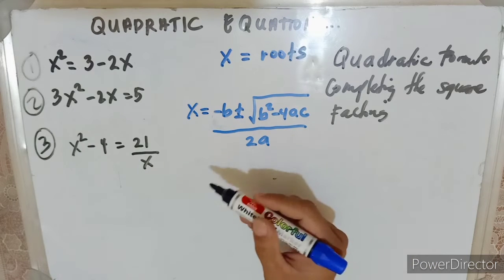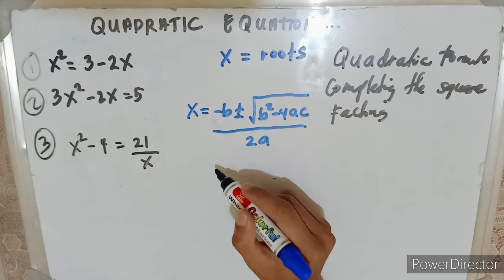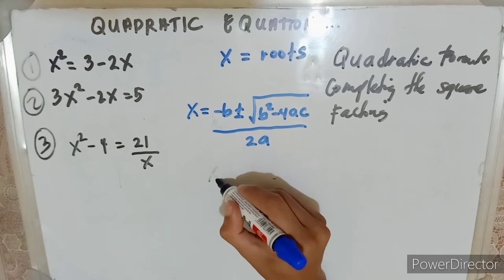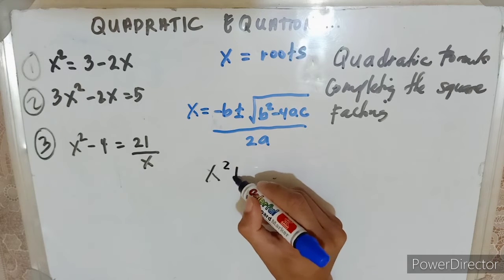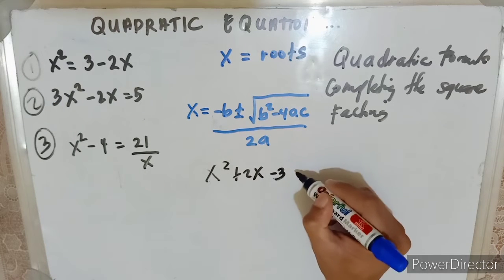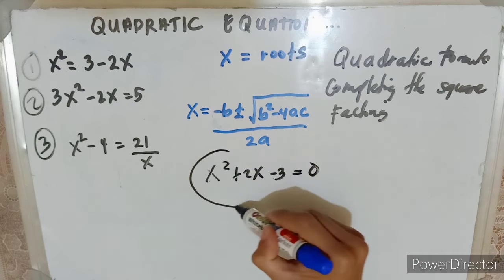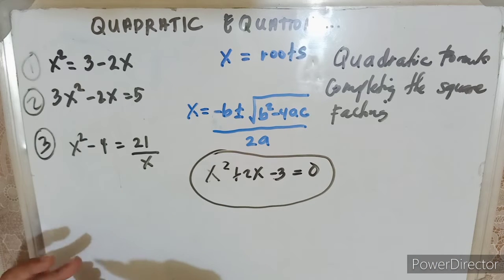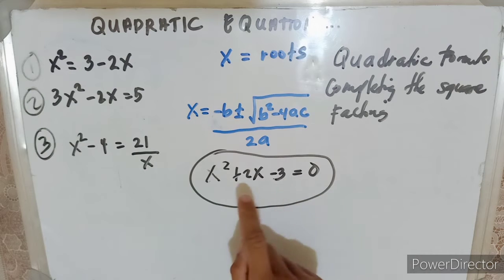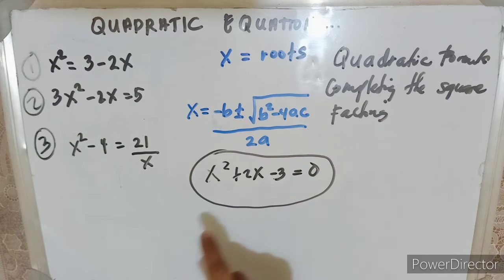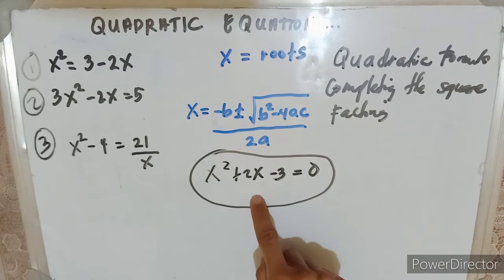Meaning to say guys, kung kukuha tayo ng factors, itong x squared ay galing sa first equation natin, x squared plus 2x minus 3 is equal to 0. Ito yung product ko. Kukuha tayo ng factors kung saan kapag pinag-multiply mo itong dalawang factors na ito, ang sagot is x squared plus 2x minus 3. Meaning to say, this is the product.